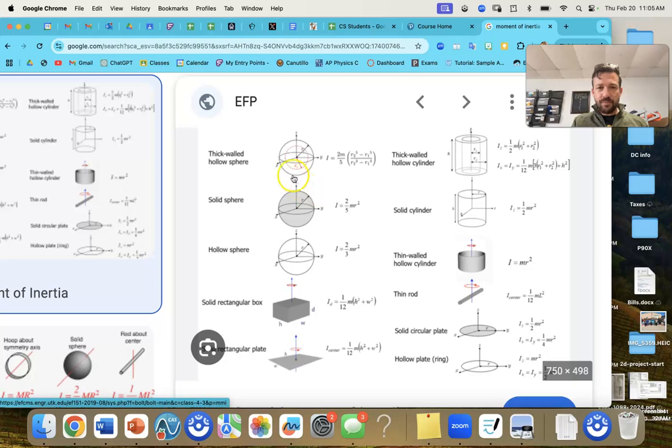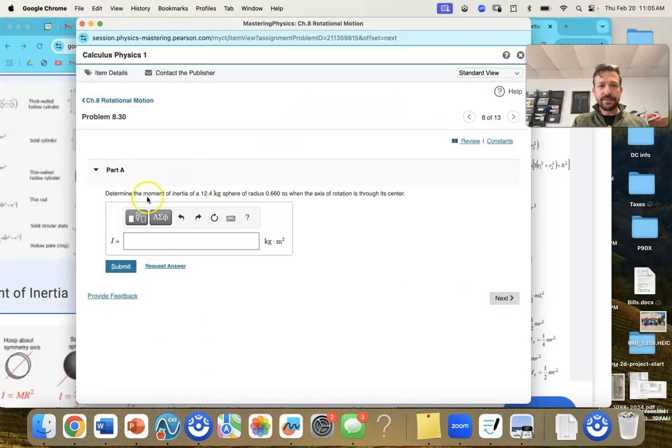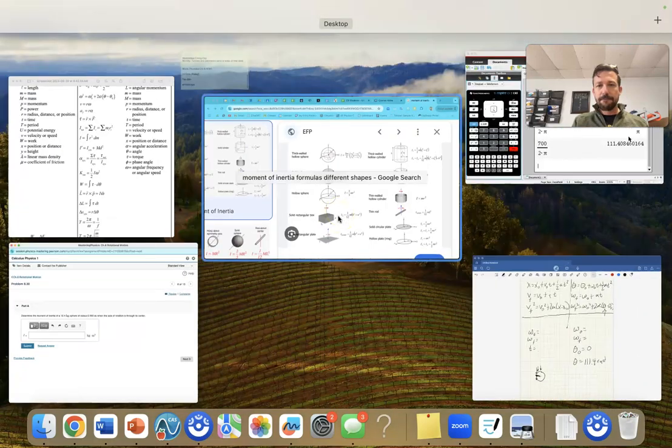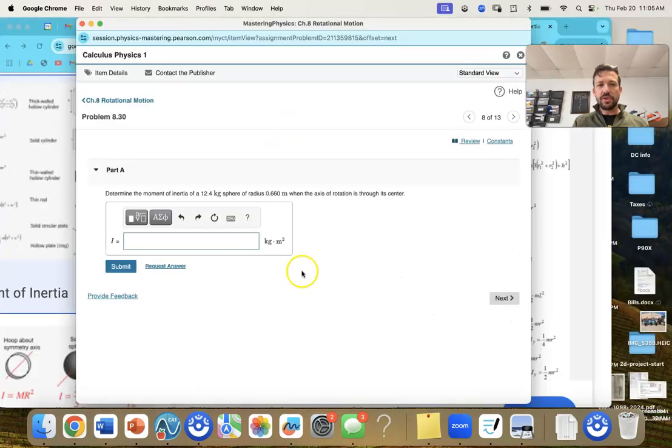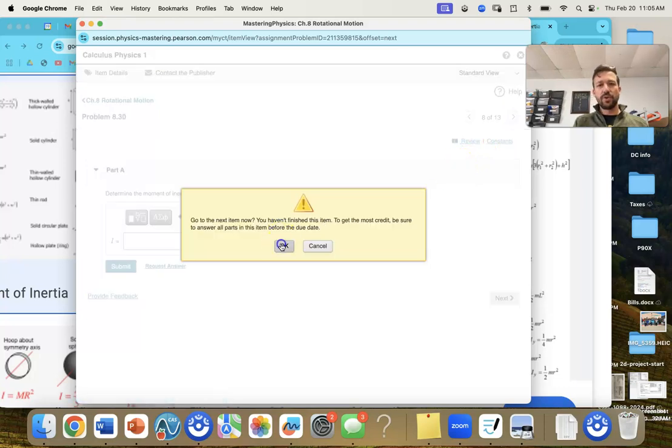It doesn't tell me if it's solid, so I'm just assuming it's solid. It doesn't say. Okay, so I'm going to assume it's a solid sphere rotating through the center. These all look like they're probably through the center, but they don't show an axis of rotation. But a solid sphere is 2/5 mr squared. So you would just do 2/5 times m times r squared. And there you go. Okay, next one.